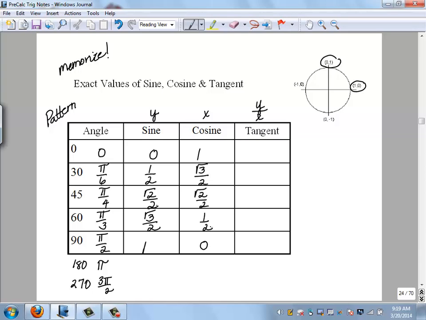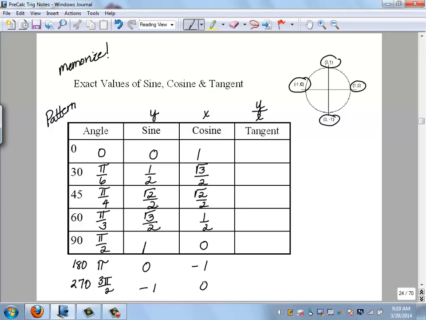Okay? Now let's put the point in for 180. So here 180, it's negative 1, 0, so it's going to be the sine is 0, the cosine is negative 1, and 270, it's 0, negative 1, so it's negative 1, 0. So we've got the quadrants in.